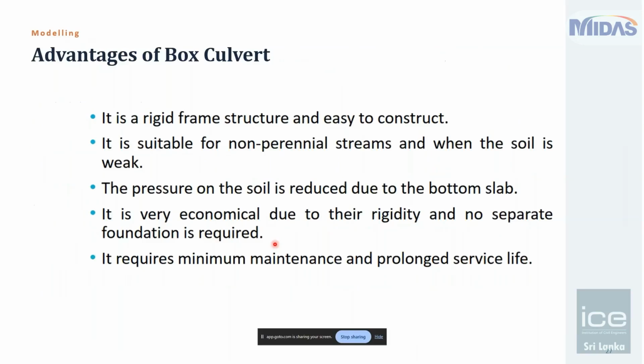What are the advantages of a box culvert? It is a rigid frame structure and easy to construct. It is suitable for non-perennial streams and when the soil is weak. The pressure on the soil is reduced due to the bottom slab, so there is a lesser thickness requirement. It is very economical due to its rigidity and no separate foundation is required. If it's precast, the erection is very easy. If it's cast in situ, still compared to the other foundations, the box culvert offers you a major advantage.